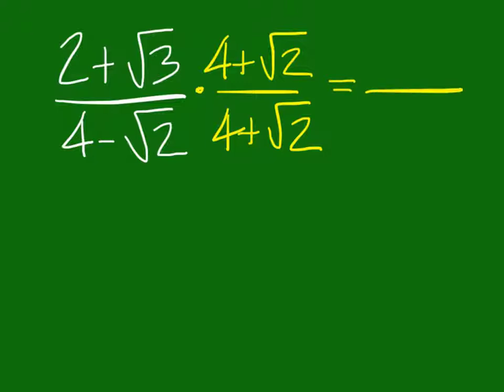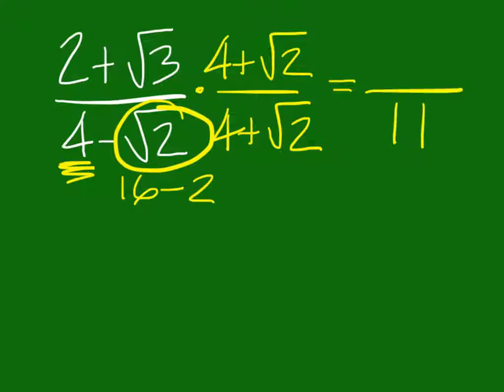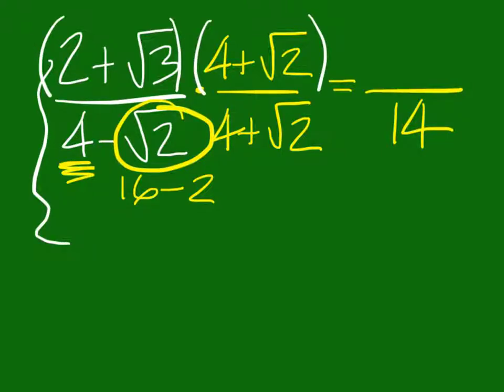On the bottom, we will do that first. You'll end up with 4 squared, which is 16, minus square root of 2 squared, which will be 2. So that's 14 on the bottom. Now on the top, we're going to work this one out right here. And think of it as two quantities, which they are.